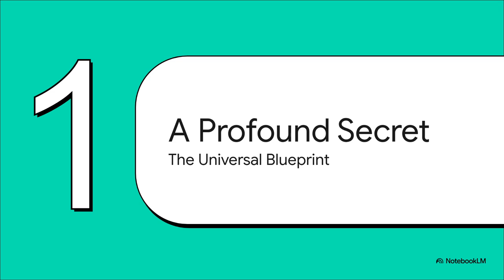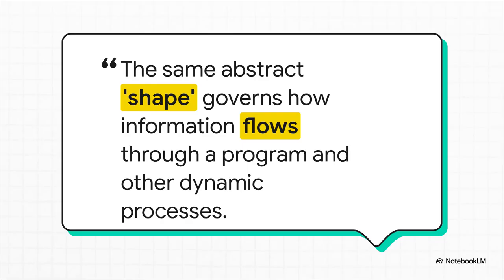All right, Section 1, a profound secret. So what is this universal blueprint we're talking about? What are we actually searching for? Okay, so here's the core idea. There's this single abstract shape, a universal structure, really, that governs how information flows, and not just in computer code, but in all sorts of dynamic processes. Now, when I say shape, I don't mean something you can physically see or touch. We're talking about a pattern of connections, a deep underlying structure.